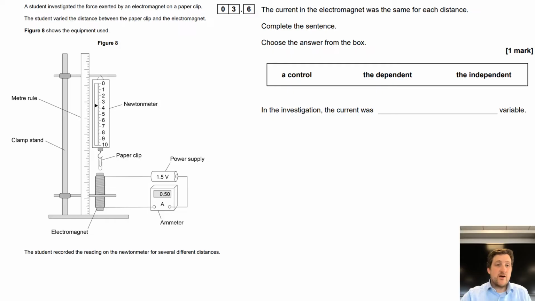And the diagram looks similar to one of our required practicals using a spring. Very similar, but this time we've got an electromagnet as well. And it says the current in the electromagnet was the same. Now, as soon as we're looking at this, we're looking at the variables in this box. The dependent is what we're measuring. Well, it cannot be that because they've said it's the same. The independent we change. It cannot be that because it says it is the same. So it has to be our control variable.